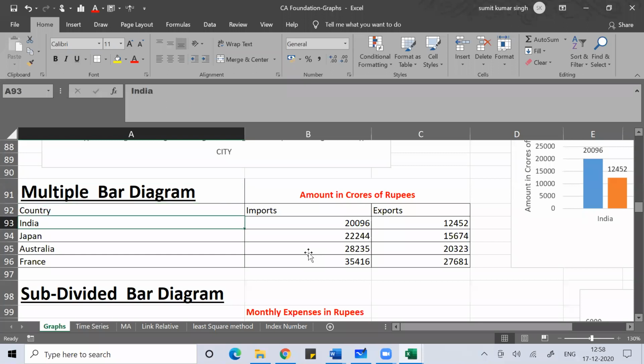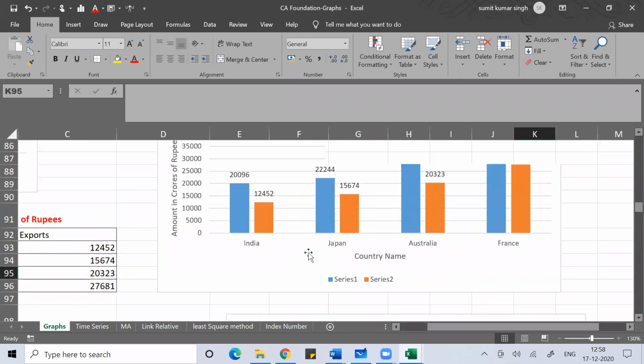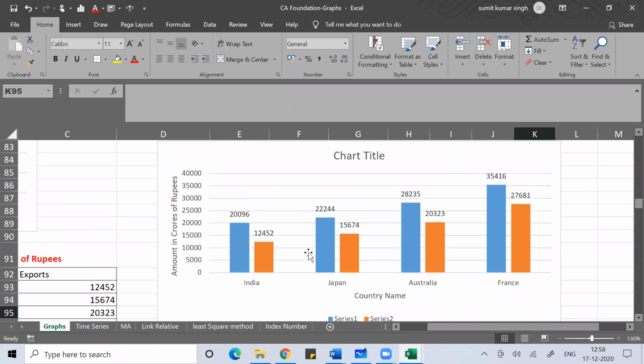Let's talk about the multiple bar diagram. Here I'm talking about multiple variables, like India, Japan, Australia, France, and these are the import and export data. So now I can plot this in the form of a multiple bar diagram.